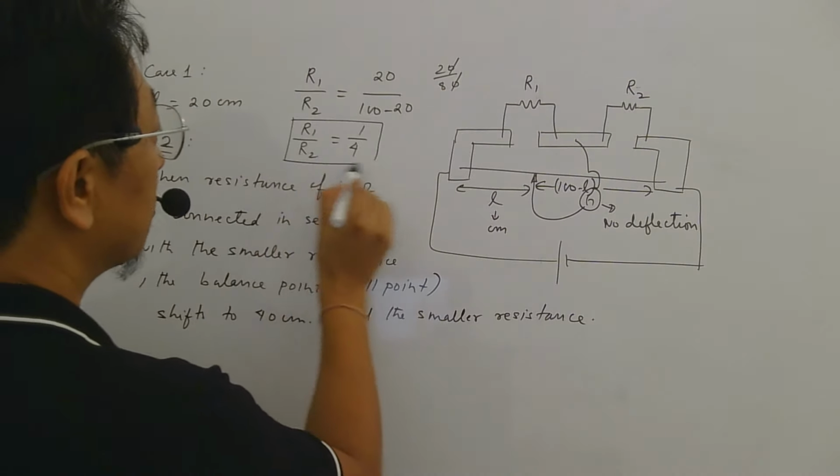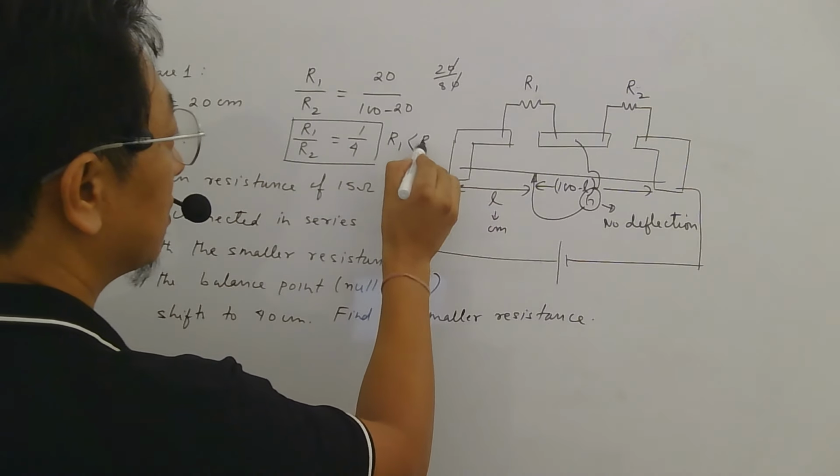So clearly, which is the smaller resistance? R1 is the smaller resistance.